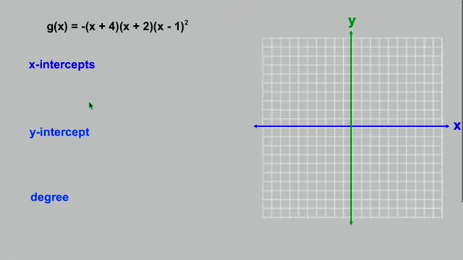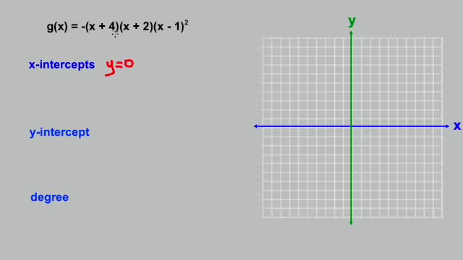Let's take a look now at something that's a little more complicated. This time we actually have a negative sign out in front. We also have a squared on one of these parentheses over here. So let's go ahead and do this. Let's find the x-intercepts first. So remember, y would be equal to 0.